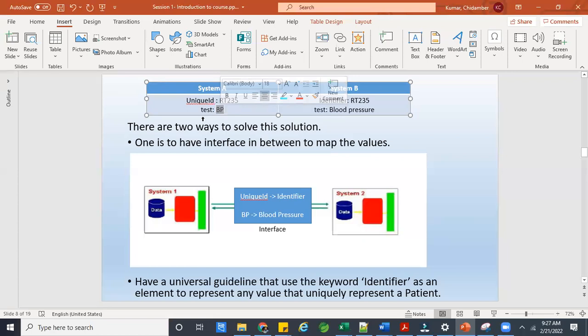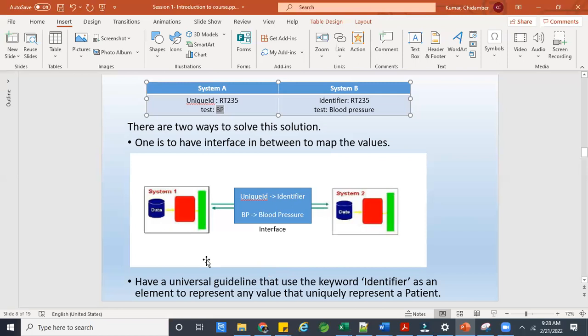For example, as I mentioned, this could be CSV, then this could be XML or plain text. Now let's suppose system 1 also communicates with system C. Then system C will have its own set of elements, its own terminologies, and might be using another format. So to enable communication between system 1 and system 3, we have to maintain another interface.